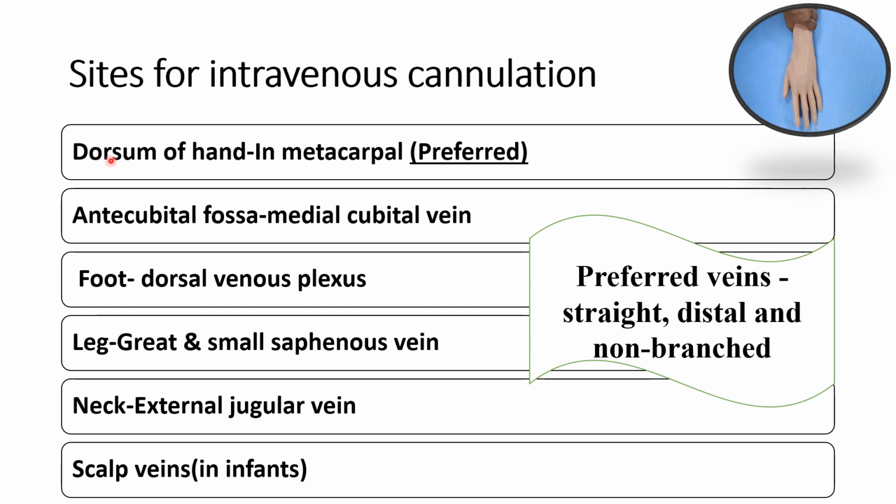If not possible to insert over here, then in antecubital fossa in medial cubital vein. If not possible to insert in the upper limb, then in foot in dorsal venous plexus, in leg, great and small saphenous vein. If not possible to insert in both upper and lower limb, then in neck in external jugular vein. In infant, scalp veins are also visible. So frontal, occipital, superficial temporal, posterior auricular veins are visible in infant. So if not possible to insert in the limbs and neck, then we can try in the scalp vein also.